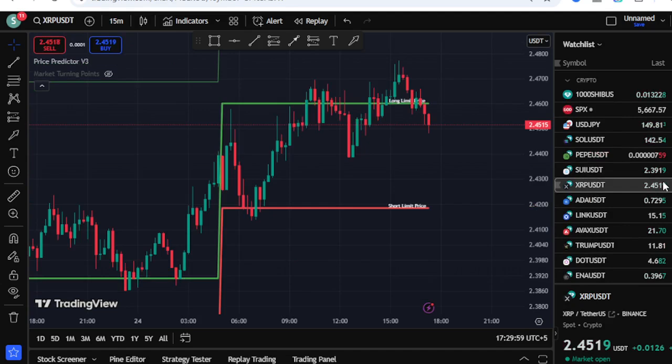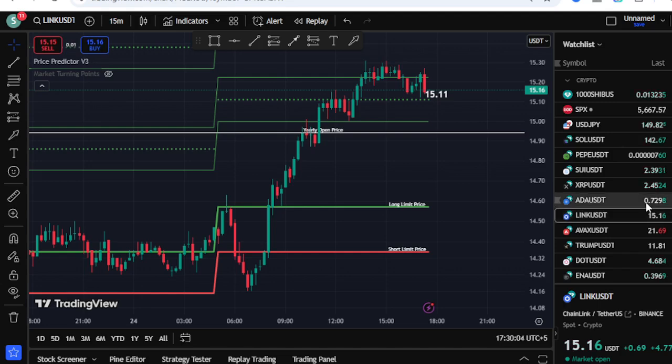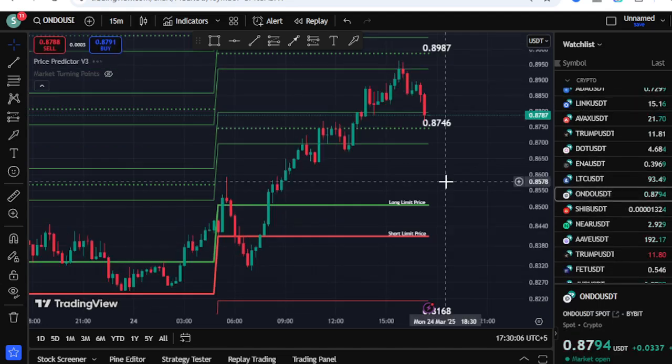So overall, use this indicator but with proper care and with a proper stop loss, and this could be a secret weapon for trading.